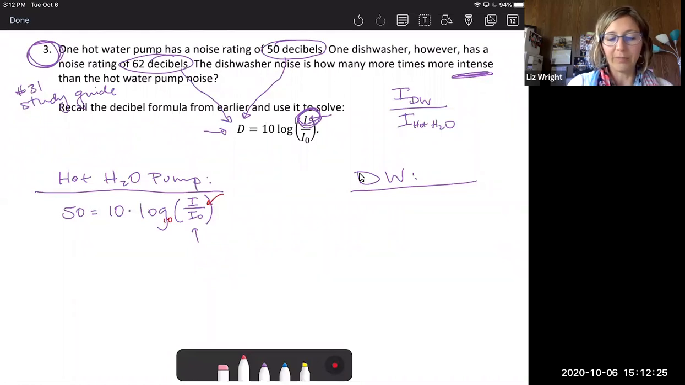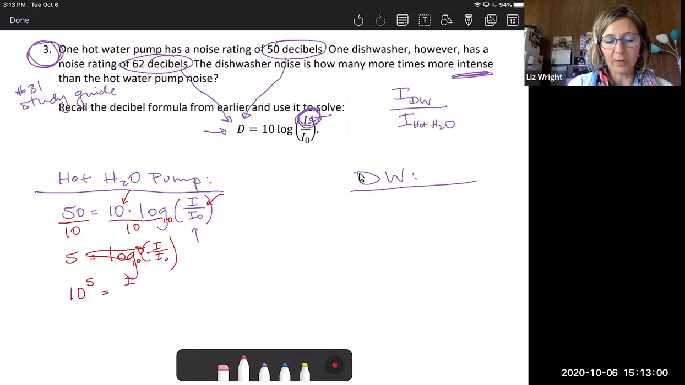Before we do that though, divide both sides by 10 to get rid of this 10. Then we get the log of the argument all by itself on one side of the equal sign. So now we've got 5 equals the log of I over I sub 0. Now I would like you to convert that into exponential form. It's going to be base 10, because we've got 10 here, right? 10 to the 5th equals I over I sub 0.